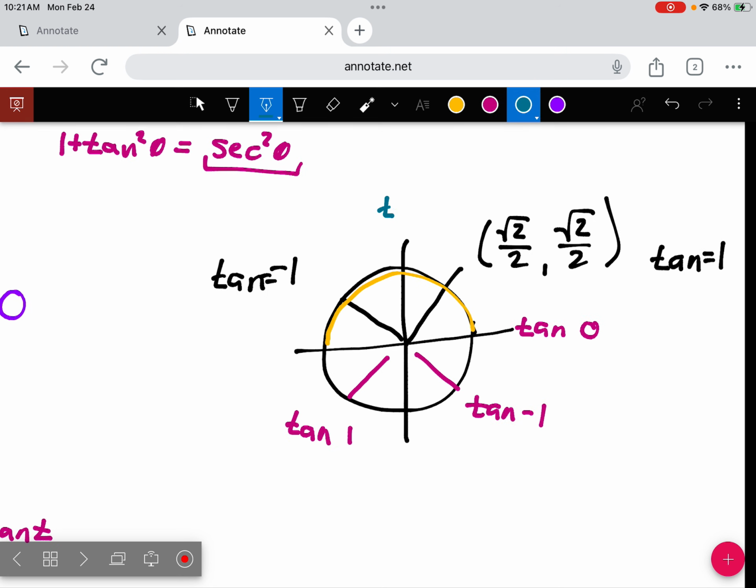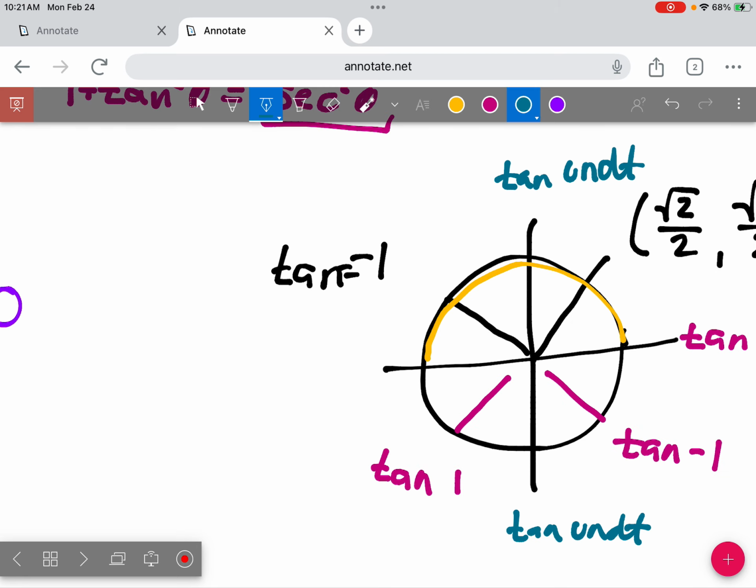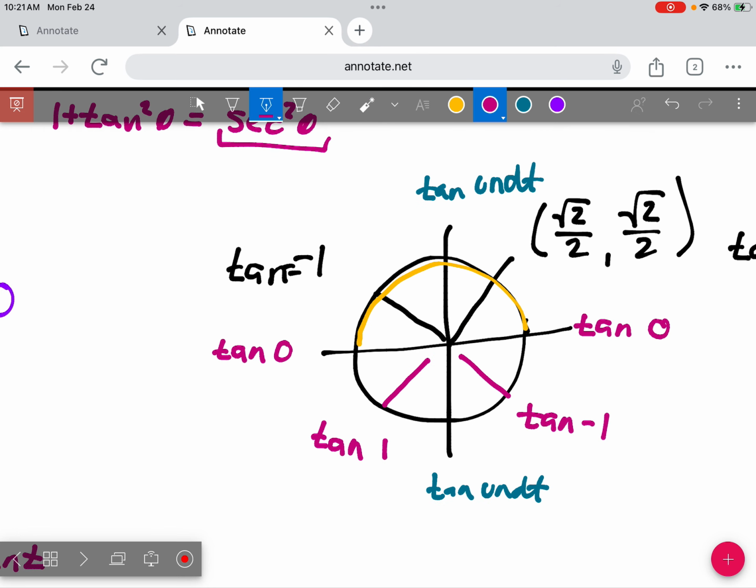This one is going to be tangent undefined. This guy's tangent undefined. This guy's tangent of 0. So if we notice, and if I filled in more and more pieces, all the values we get on this half of the circle for tangent are exactly the same as what we get over here. They mirror each other.